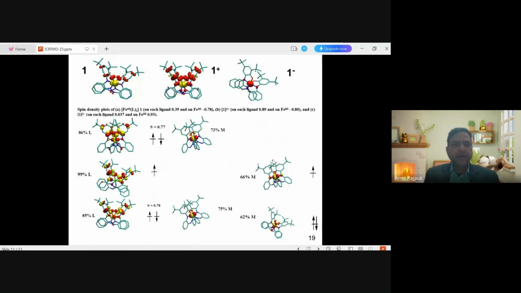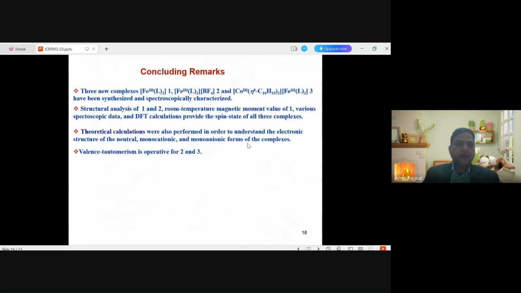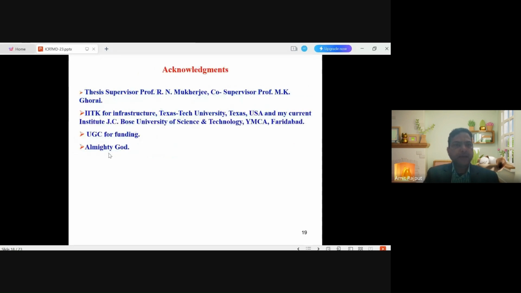Now theoretical calculations were done, to see where the electron density is present, on the metal or the ligand. So it is confirmed with the help of theoretical calculation, that is DFT. And concluding remarks: these complexes were synthesized, DFT was done, and valence tautomerism is operative for the one electron reduced and oxidized species.